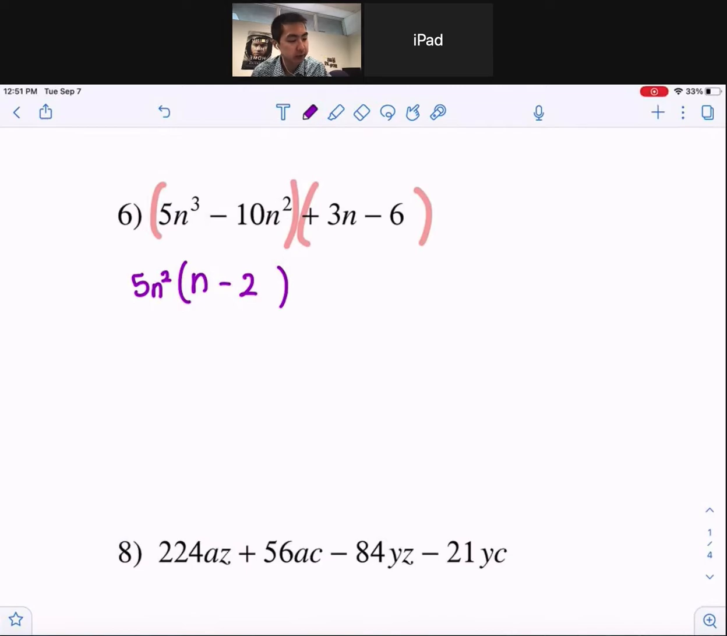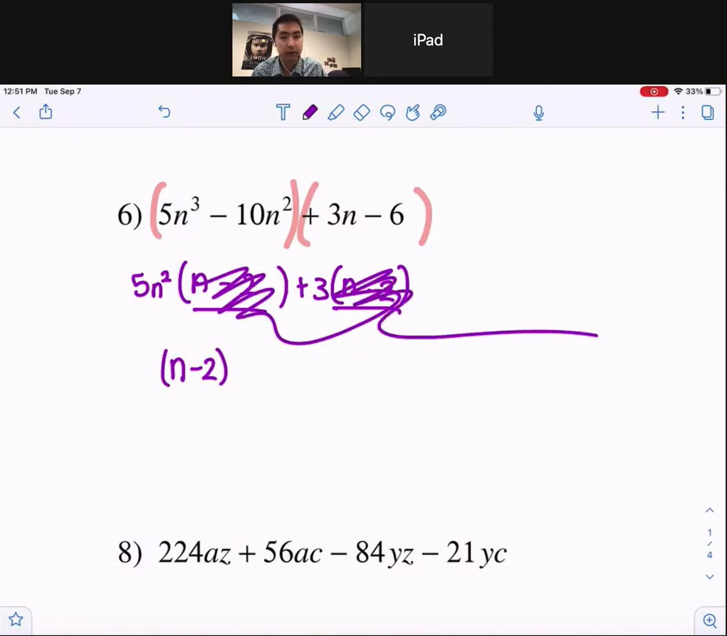Okay, the next parenthesis. What can go into 3 and 6? A 3. So plus 3. I can't factor out an n, you guys, because there's no n on this one. So 3 divided by 3 is just 1, so just n. Negative 6 divided by 3 is minus 2. So they both match, right? So we can factor out and take away n minus 2 from both factors. And what are we left over with? 5n squared plus 3.